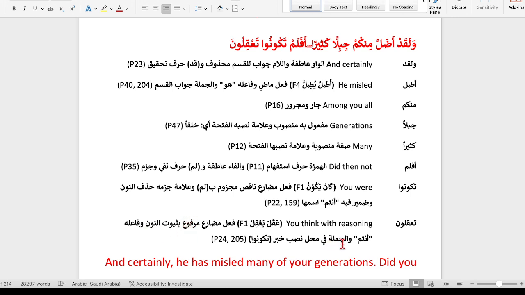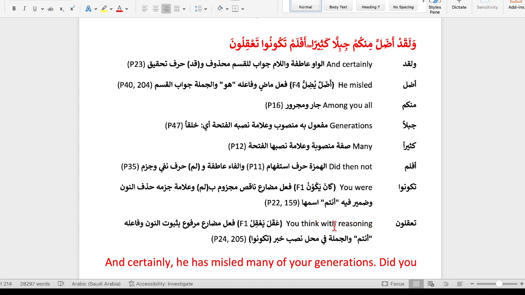Wa fa'iluhu antum. I just showed you that takiluna comes for antum, and this jumla takiluna fi mahalli nasbin, in place of nasab, is khabru takunu. Because this takunu will have ism and khabar, and the khabar is mansoob for kana. We can't see it here, so we just describe it like this: fi mahalli nasbin, in place of nasab. So this is the khabar for takunu.